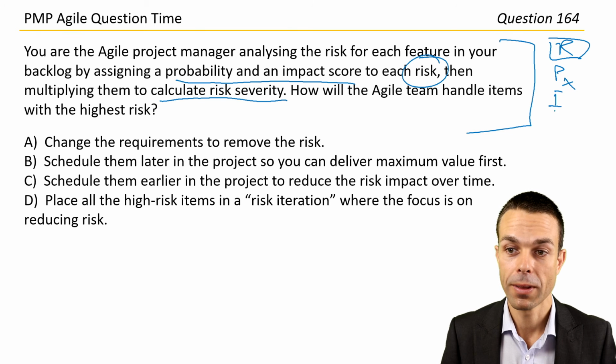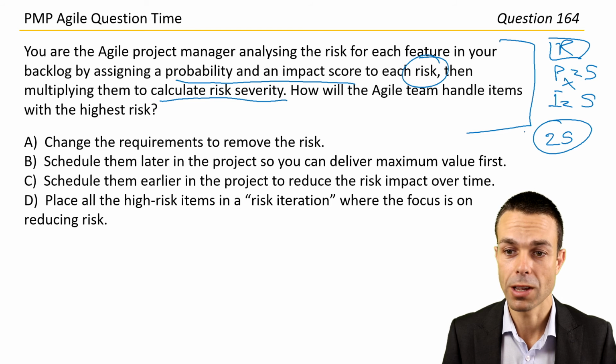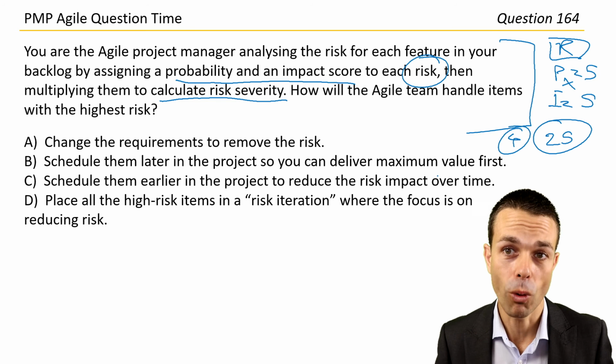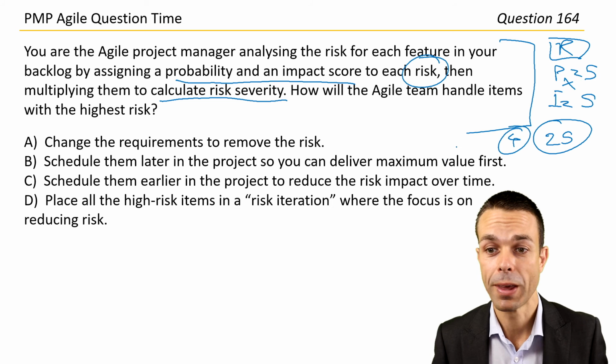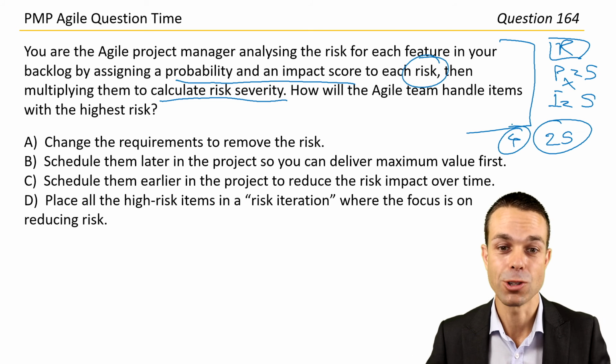Multiply those together. Maybe it's out of 5, and you say probability is 5, impact's 5. Now you have 25, and varying degrees of 25. So if it's 2 and 2, for example, you might have a card of 4 as an overall risk. So that's the way we like to do that. Quite an easy way to do it and manage your risks.